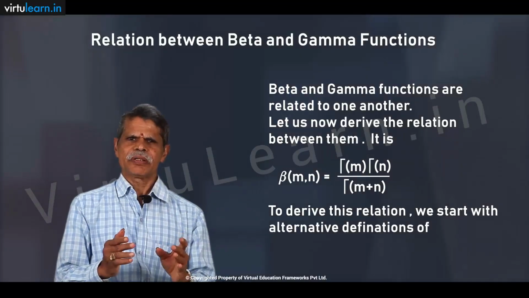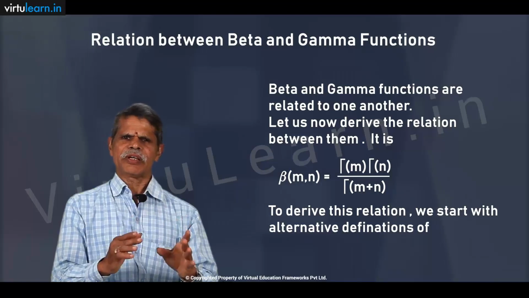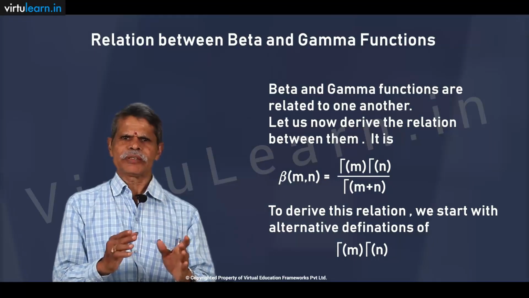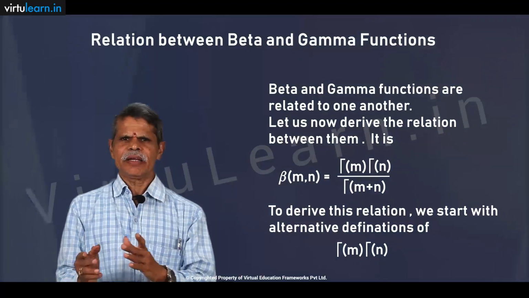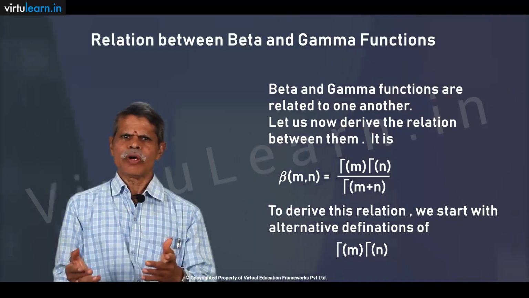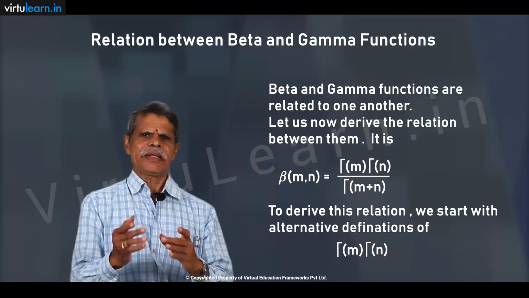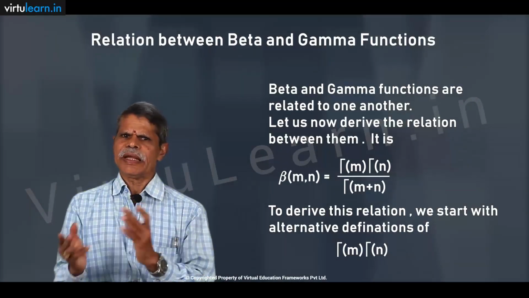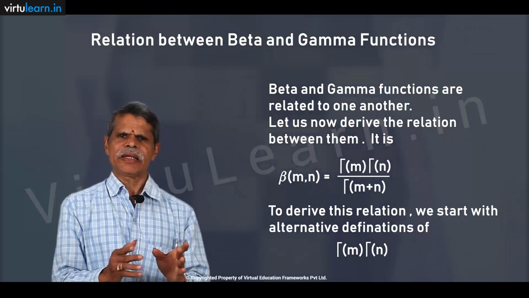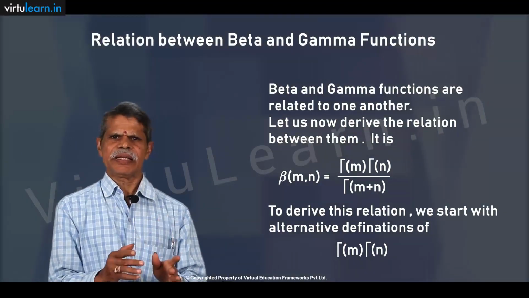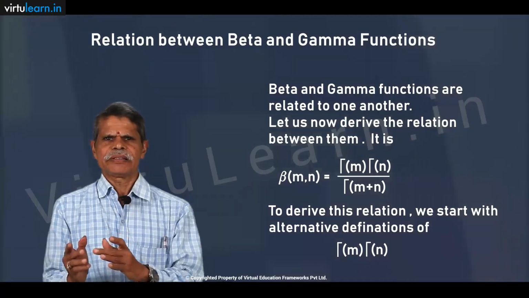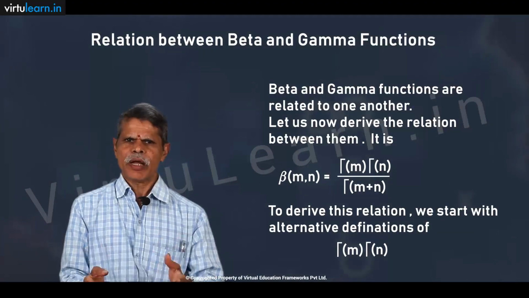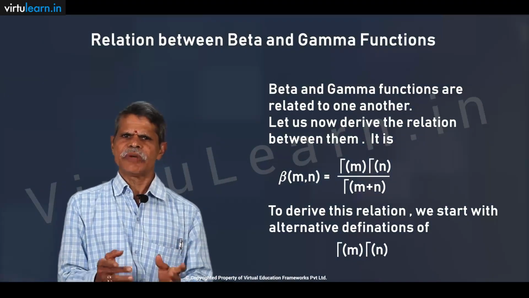We start with the definitions of the gamma functions gamma m and gamma n. Consider their product, write it as a double integral, introduce polar coordinates, and then again write that double integral as a product of two single integrals, of which one integral defines gamma m plus n and the other one defines beta m comma n. So this is the procedure we are going to adopt in obtaining the relation between beta and gamma functions.